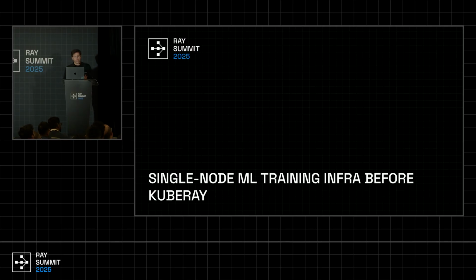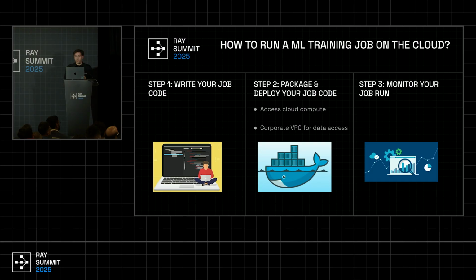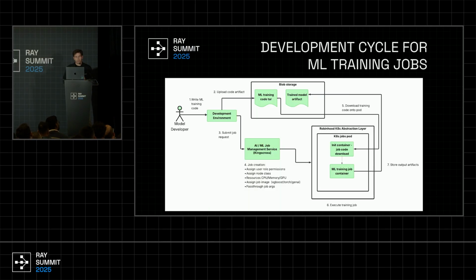Next, I'll go through what our training job creation process looked like prior to adopting KubeRay. So for all of our training job runs on the cloud, there are essentially three high-level stages. First, the model developer will write their training code locally or in their IDE or editor of choice, and then their job gets packaged up and deployed onto our cloud compute, which has access to large nodes and GPUs. These jobs are also deployed in our corporate VPC, which grants them access to all the data that they need for training the model. And finally, users can monitor their job status, logs, and metrics using tools like Grafana and MLflow.